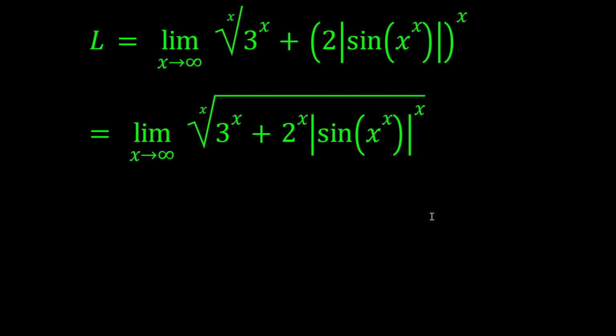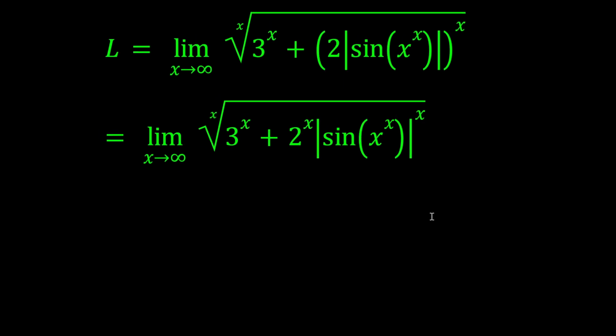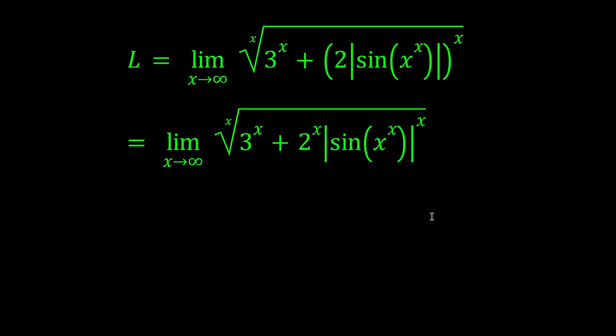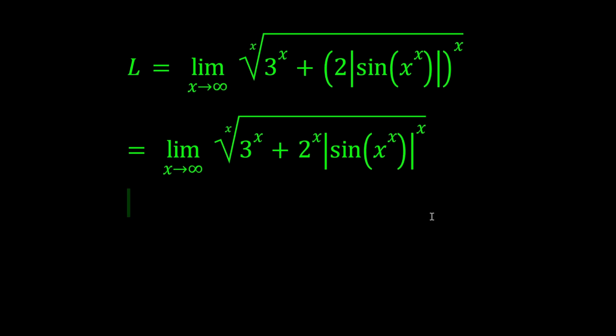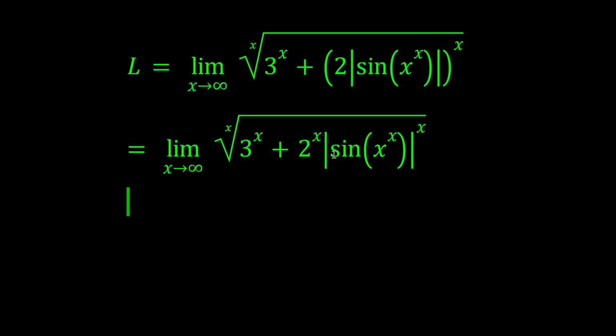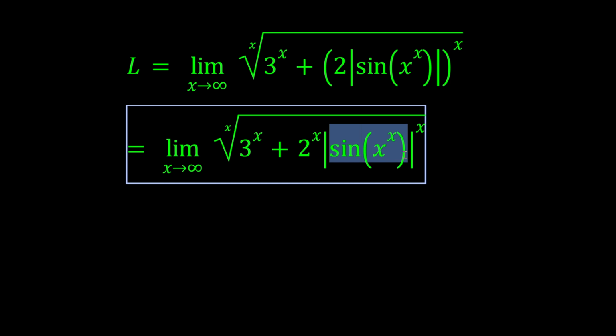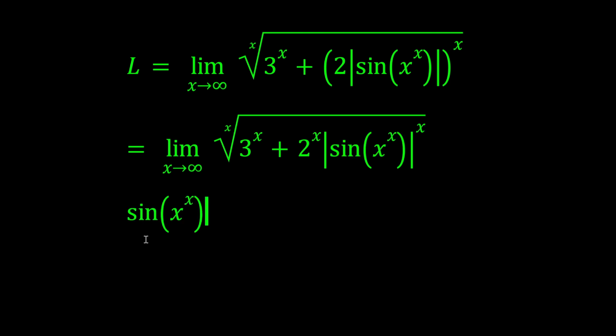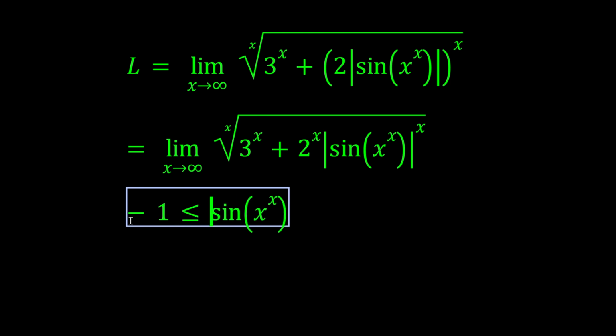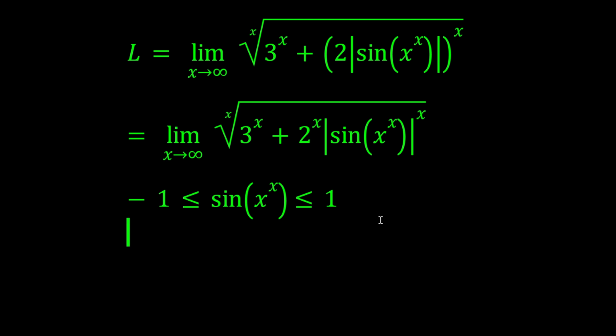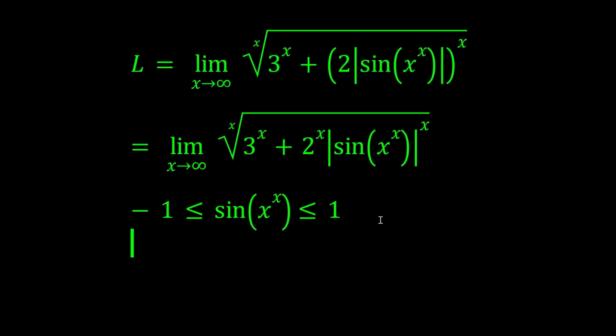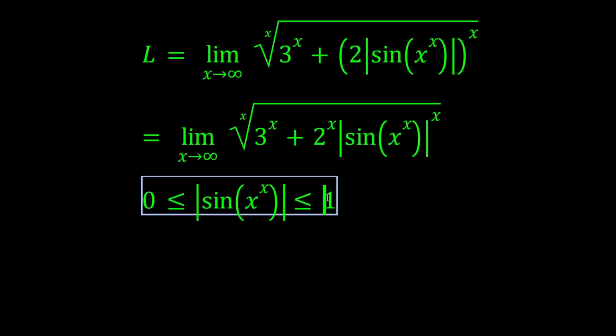Wow, okay. Now what? Well, we might just have to sneakily set up a squeeze theorem sort of thing again, because we have a sine function and honestly this looks pretty cooked if we don't do squeeze theorem. So we need to set up an inequality. We know the sine function is bounded between -1 and 1, but we have absolute value, right? So we can say the absolute value of sine x to the x would be between 0 and 1.